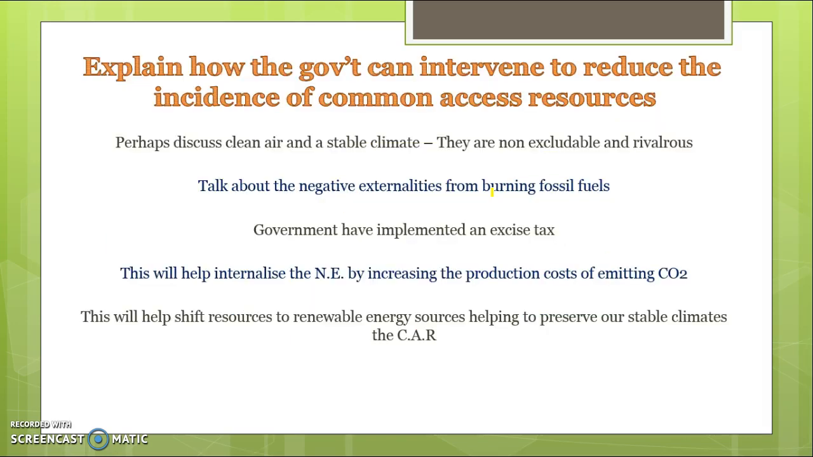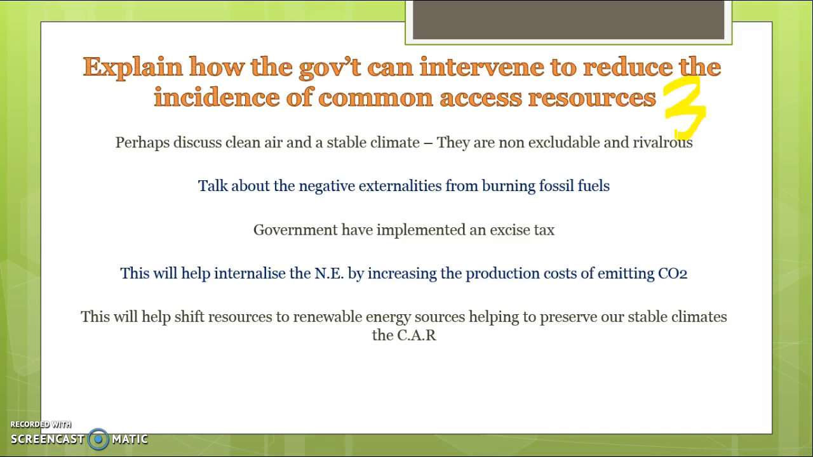Last thing in this video, there was a question on the VCAA paper that asked you how the government can intervene to reduce the incidence of common access resources. A lot of people have been talking about how there's a lack of information if you're just talking about using nets in Port Phillip Bay to try and reduce fishing and things like that. I would encourage you, if you've got a question like that by itself, and it was worth 3 marks, go down more the negative externality side of things.